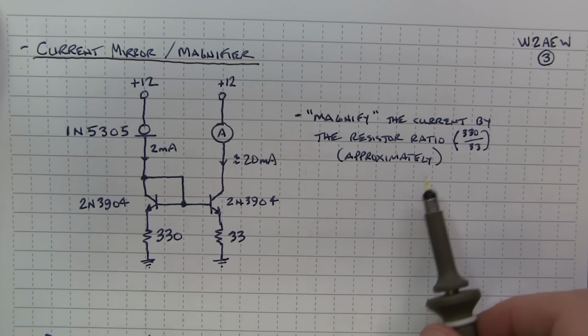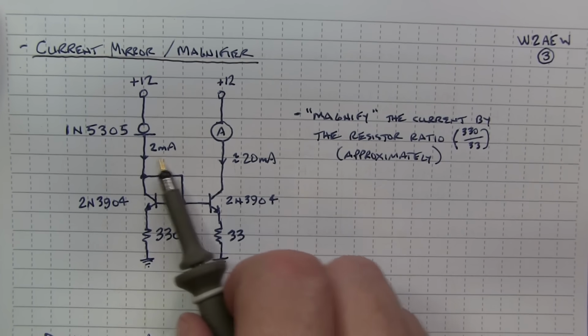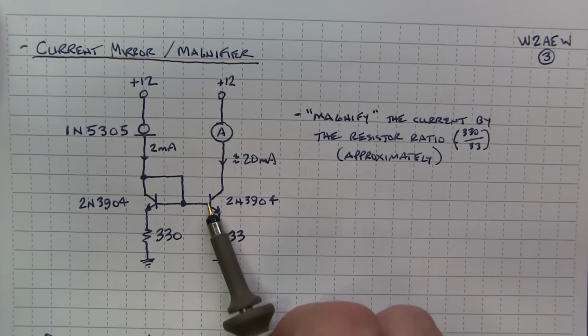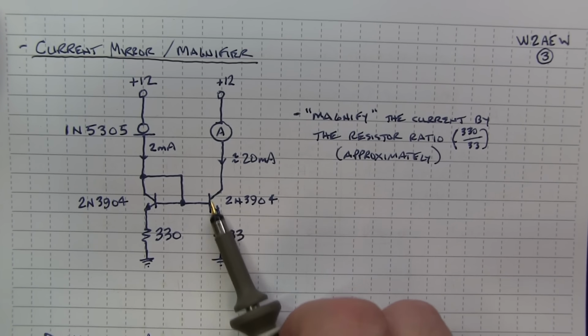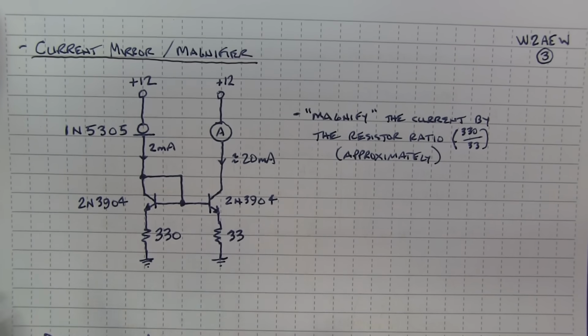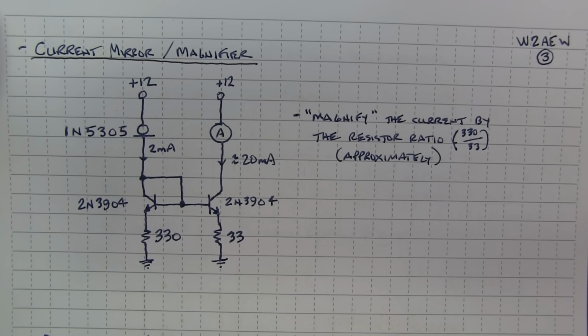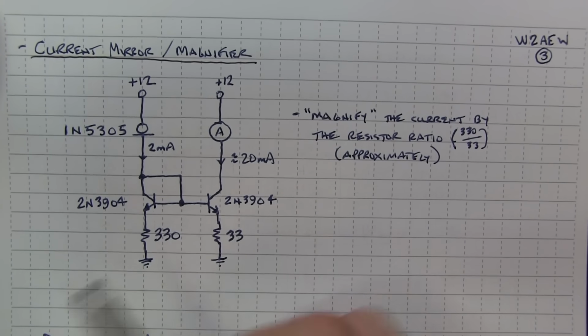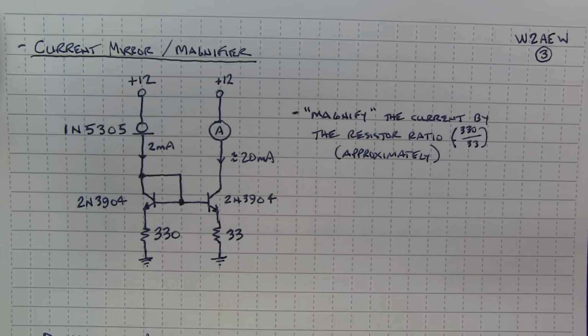And I say approximately because in order to make that exactly 10 times larger, we'd also have to make the area of this transistor 10 times larger than that one, which is not really practical to do, but for what we're doing here, you could always trim a resistor if you needed to get an exact multiple.